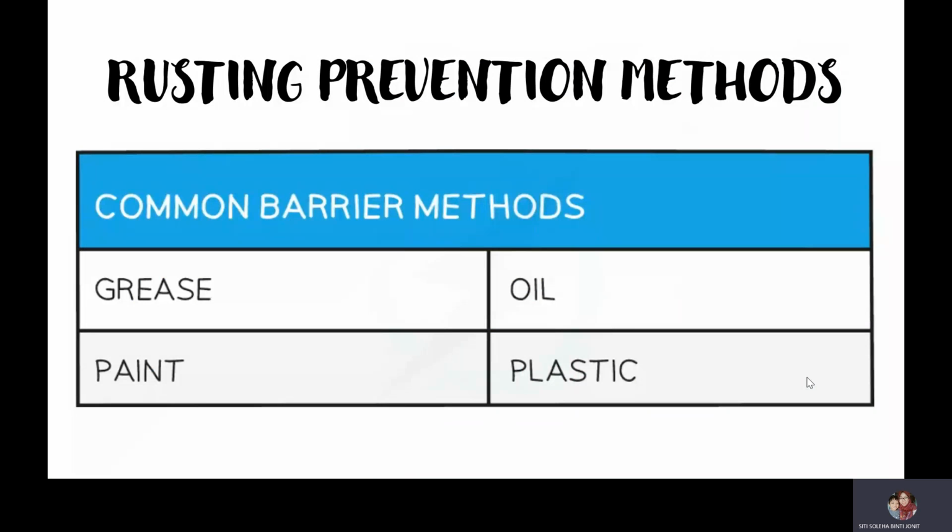Rusting prevention: barrier methods. Rust can be prevented by coating iron with barriers that prevent the iron from coming into contact with water and oxygen. However, if the coating is washed away or scratched, the iron is once again exposed to water and oxygen and will rust. So these are the common barrier methods to prevent rusting. For example, we apply grease and oil, we paint the iron component, and use plastic as a cover.